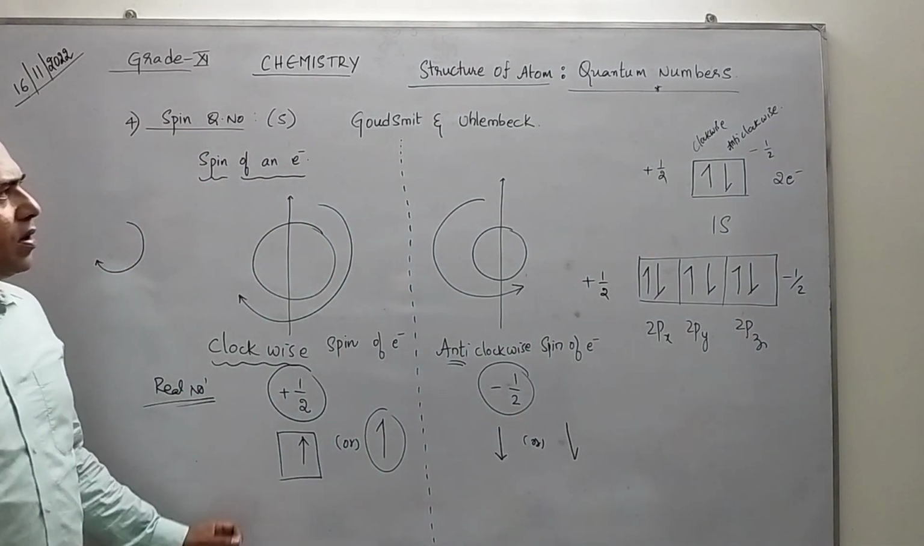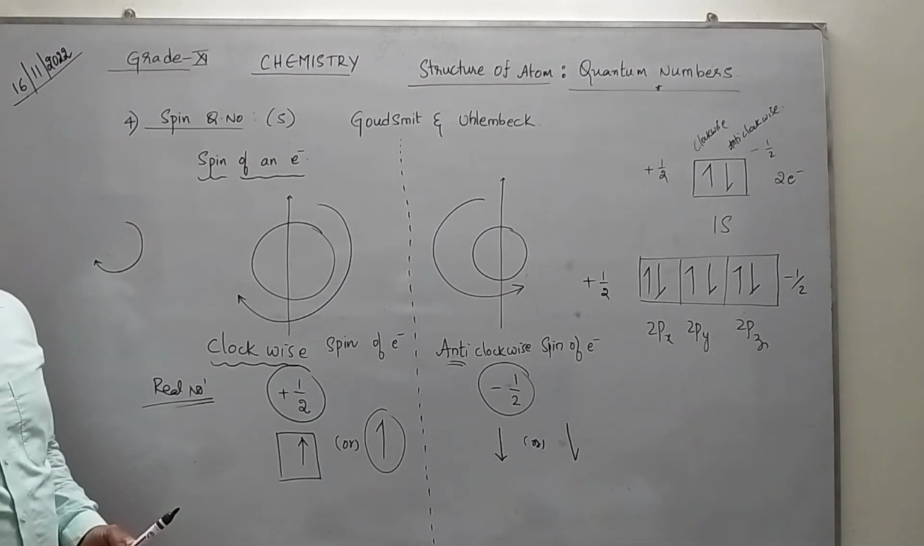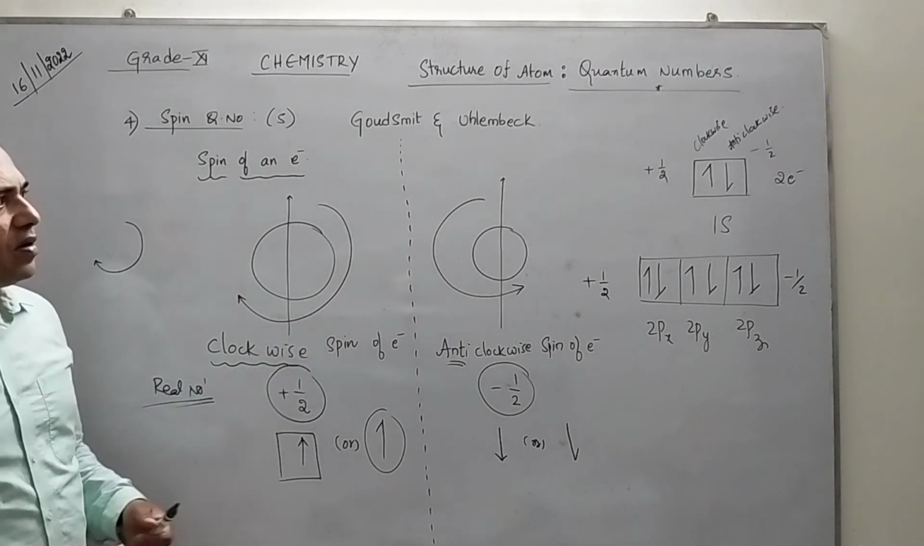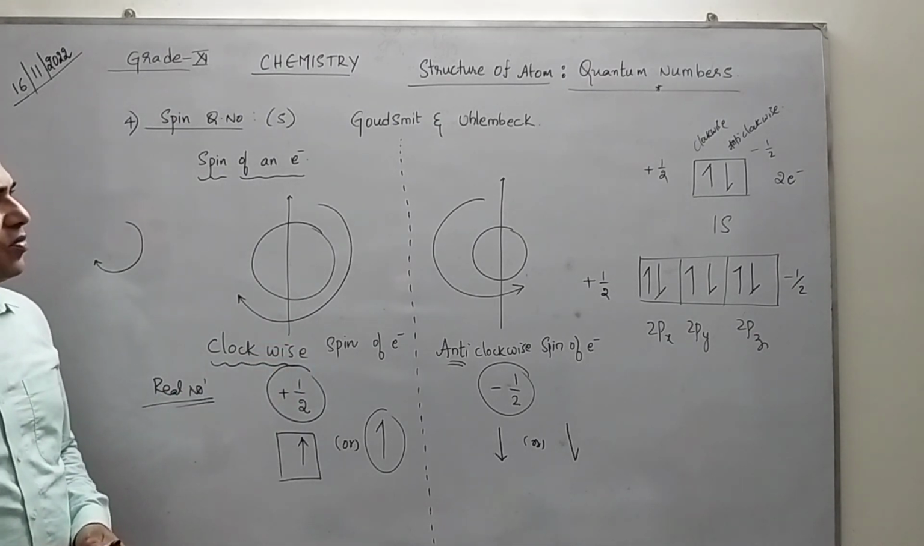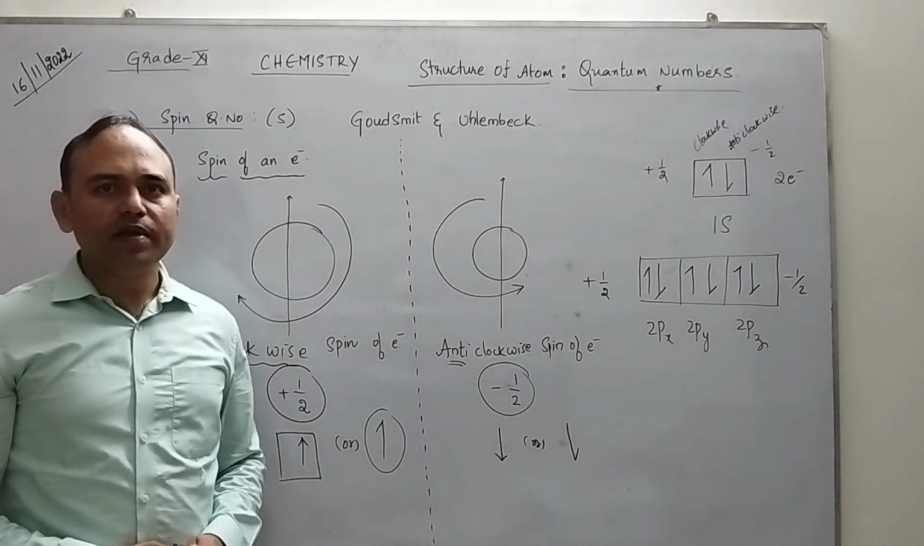Using these quantum numbers, we can identify the size, shape, radius, energy and orientation as well as spin of the electrons. Next class we will discuss the numericals based on quantum numbers. Hope you have understood this.